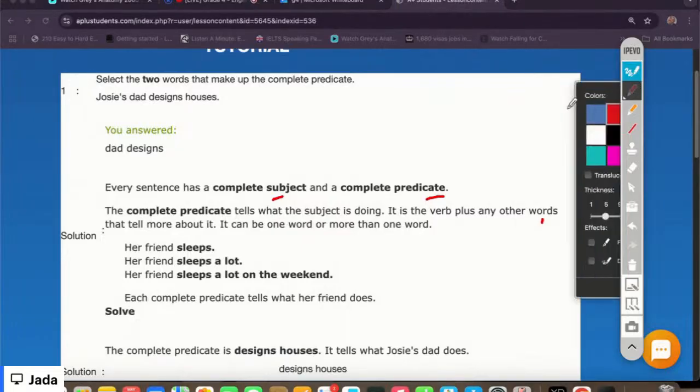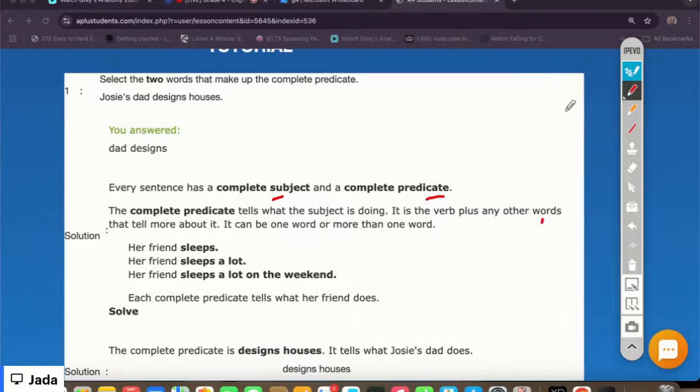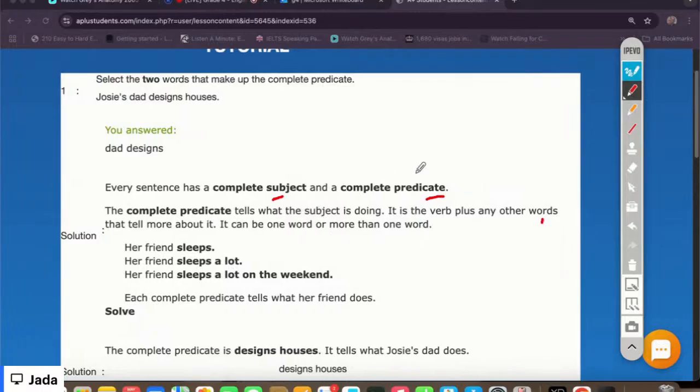Alright, so the complete predicate tells what the subject is doing. Just like we have the subject, the predicate tells us what that subject is doing, because the subject is who or what is doing something in the sentence, right? The predicate is the verb plus any other word that tells more about it. It can be one word or more than one word.